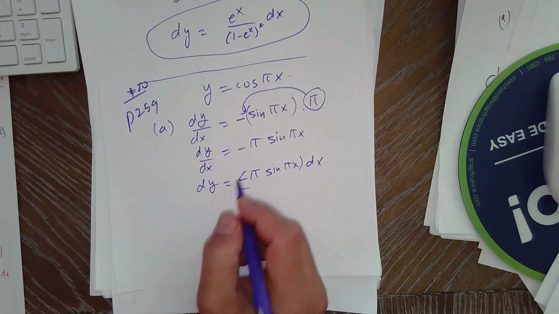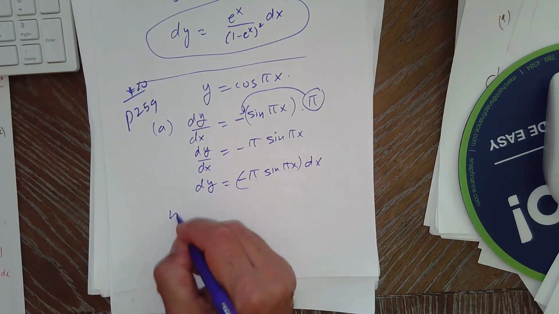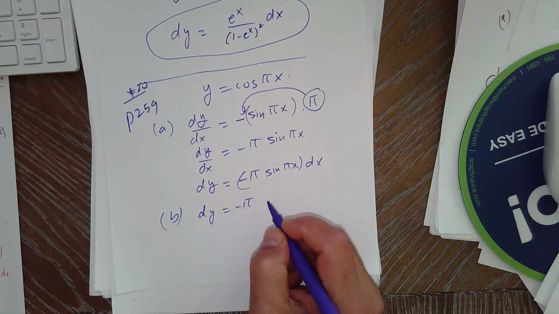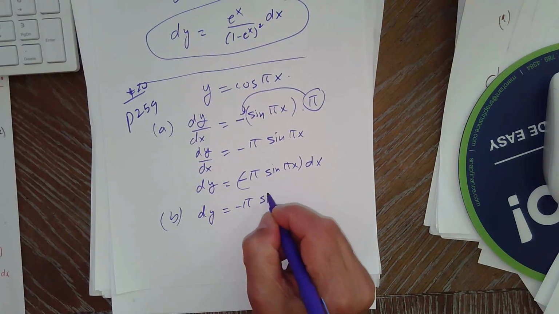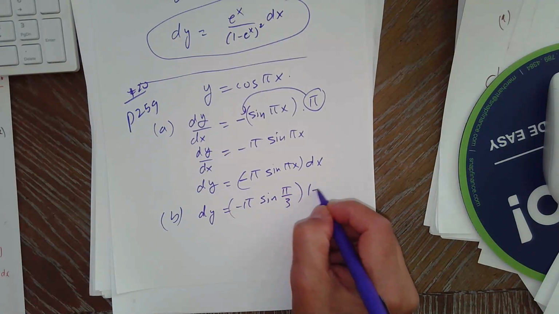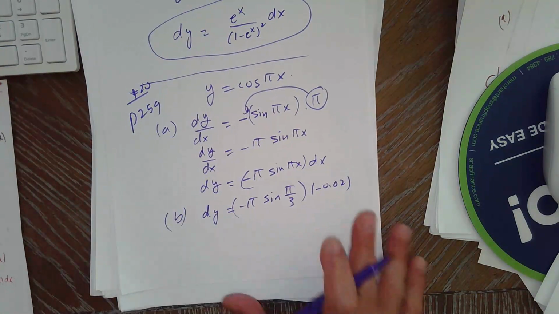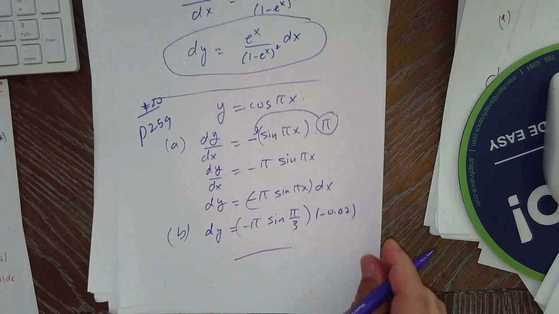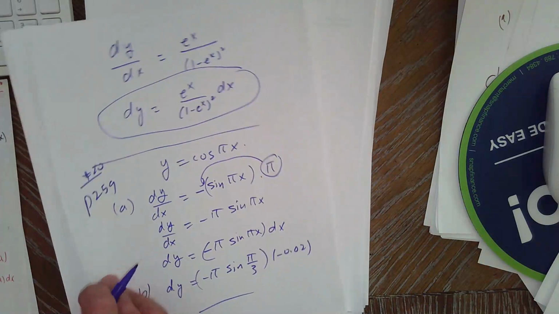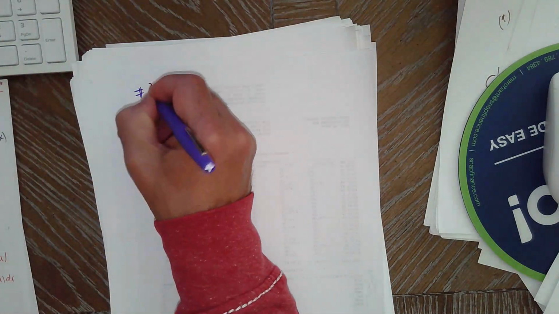That ends the first part, and then the second part, it says find dy for the given values of x. So what is x that we're given? X is 1/3 sine of pi over 3, and dx is negative 0.02. So you can plug that in your calculator and get the answer, okay? Number 24. Page 259.